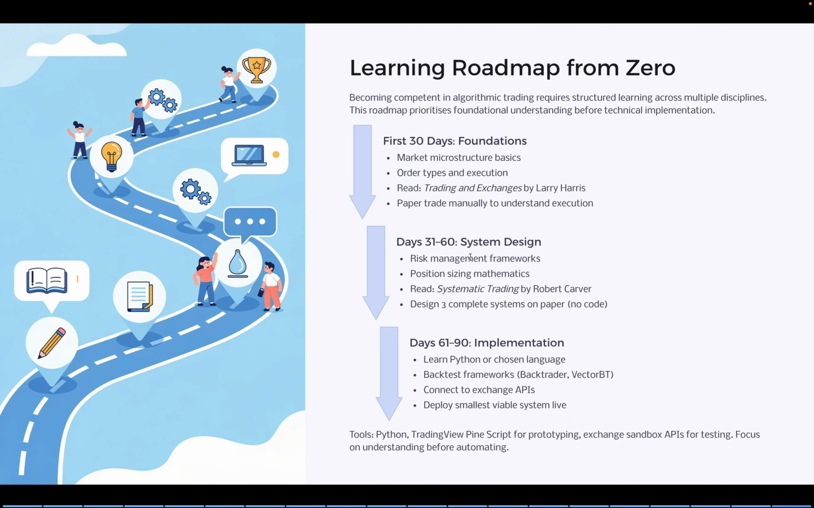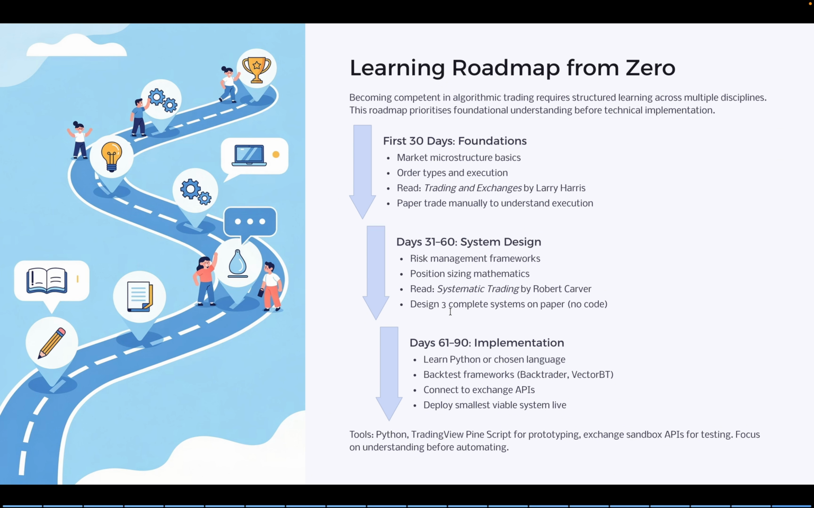And then for the next 30 days, you should be doing system design: risk management frameworks, position sizing mathematics. You should read the book Systematic Trading by Robert Carver. It's a really good book. And for design, use your pen and paper and design 3 complete systems on paper. Then you have the knowledge to actually be able to design systems.